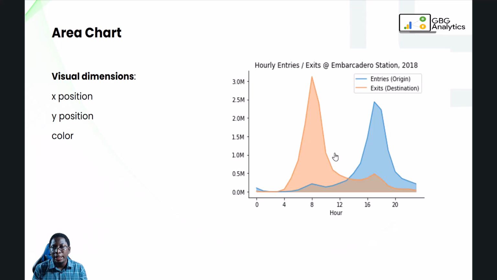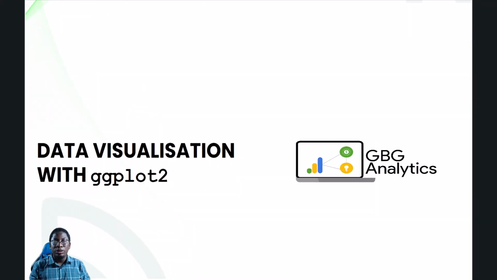Area charts are ideal for showing cumulative totals, visualizing part to whole relationships, or comparing quantities over time. In an area chart, the x position, this is what holds the time. Then we have the y position, which is here. Then we also have the color. As you can see, now this one is having two categories. We have the category for origin, and we also have the category for destination, and each is visualized using a different color.